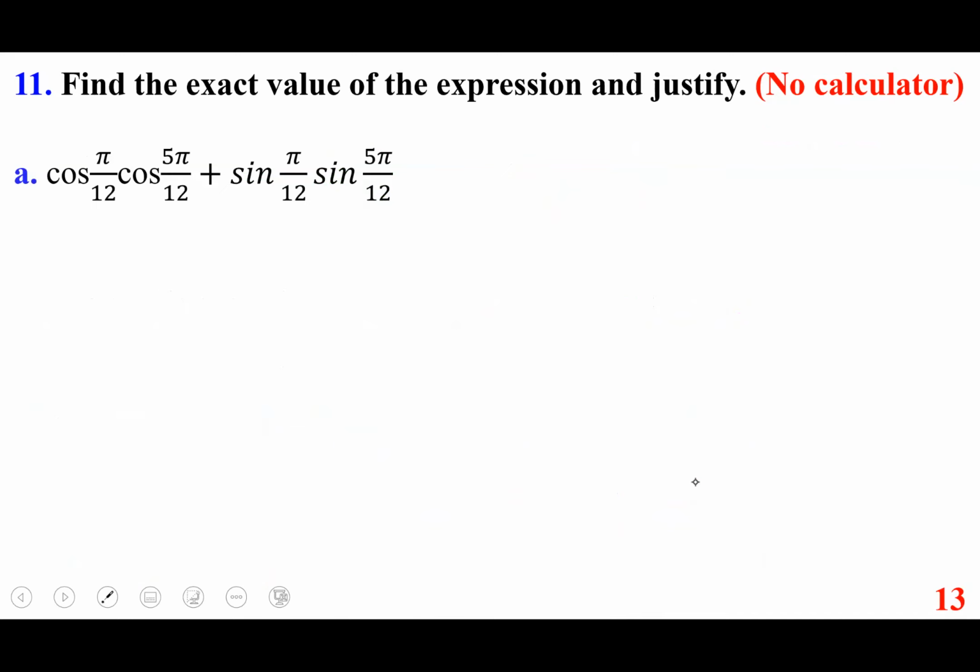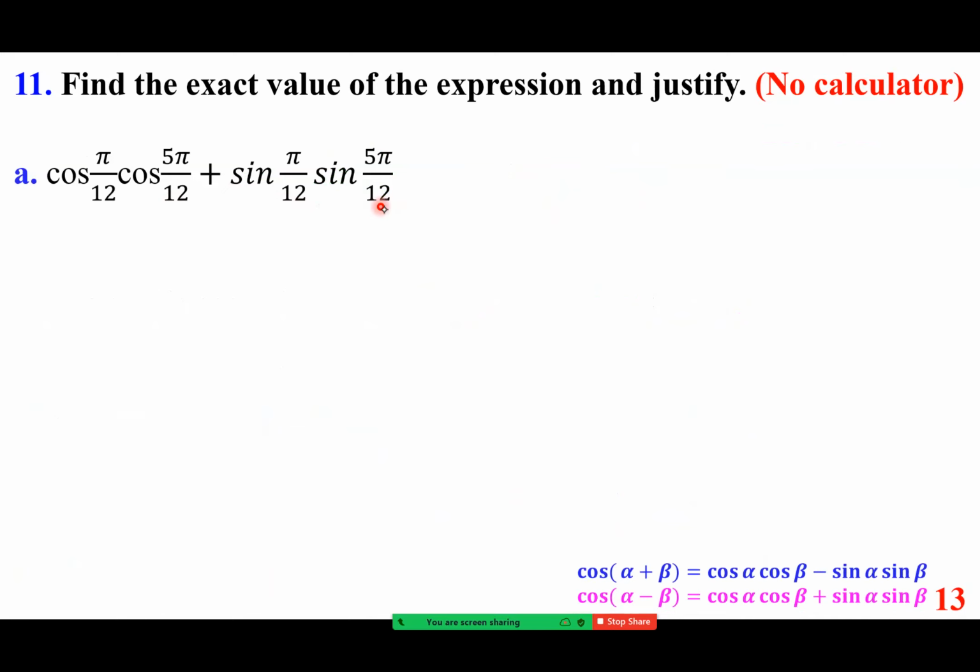Cosine of pi over 12, cosine of 5 pi over 12, plus sine of pi over 12, sine of 5 pi over 12. It's one of those formulas we've learned. And in this case, it's cosine of alpha minus beta. Take a look at this. It's the same thing, where alpha is pi over 12, beta is 5 pi over 12. So you can say pi over 12 minus 5 pi over 12. And by the way, it really makes no difference which one you write.